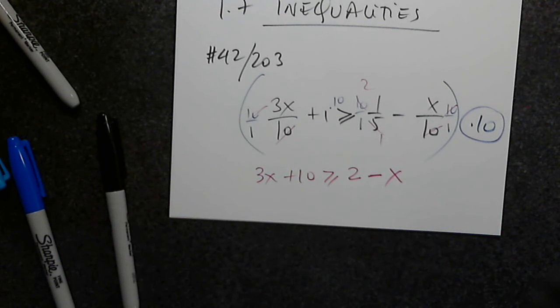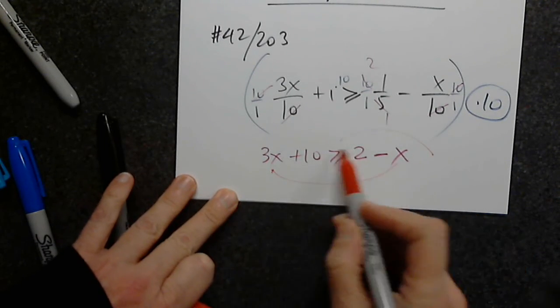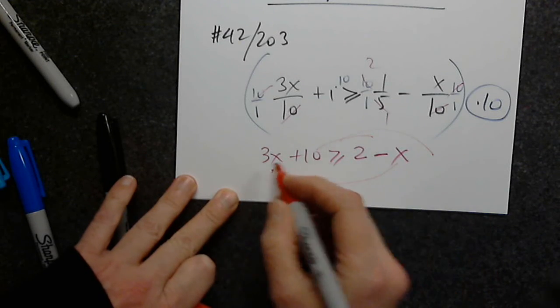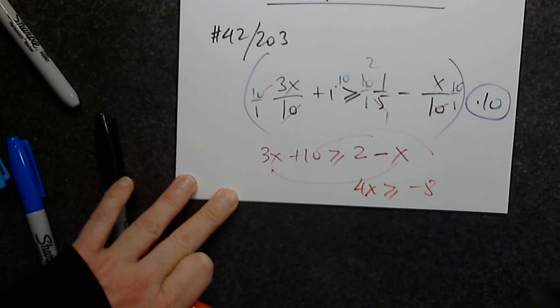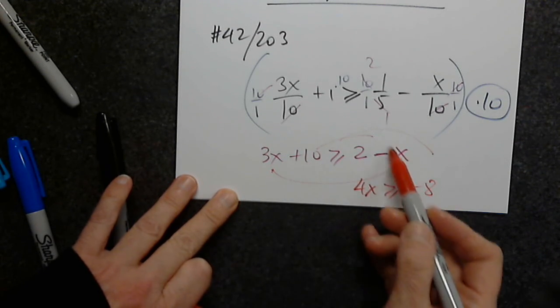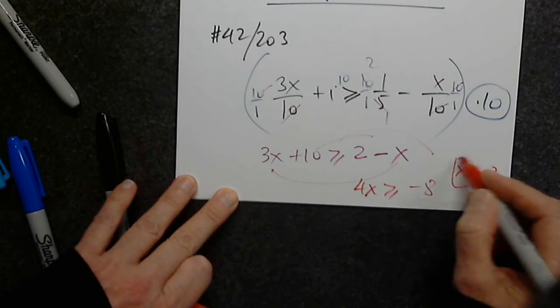This is way more human than the original one. You don't want to mess with those fractions. It's not a user-friendly type of problem. Eliminate all fractions first to make your life easier. And now this is a piece of cake, right? So I move x and I move 10. When I move x, I get 4x. When I move 10, I get negative 8, because it's 2 minus 10. And then I have x greater than or equal to negative 2.